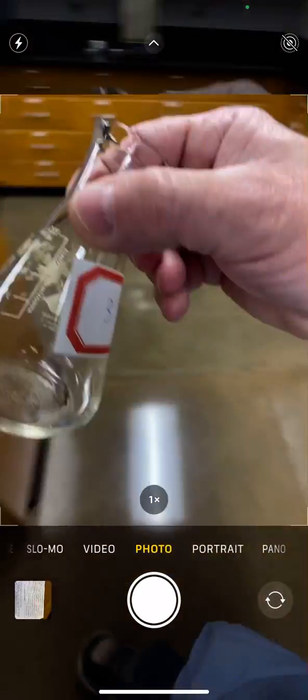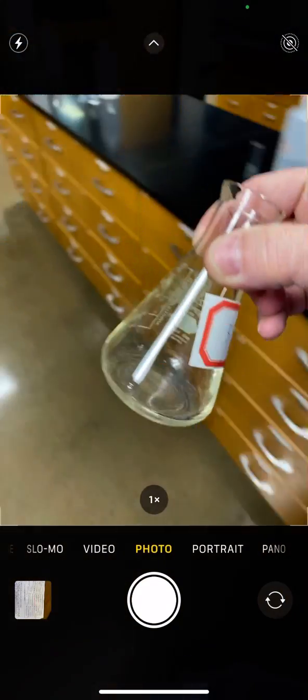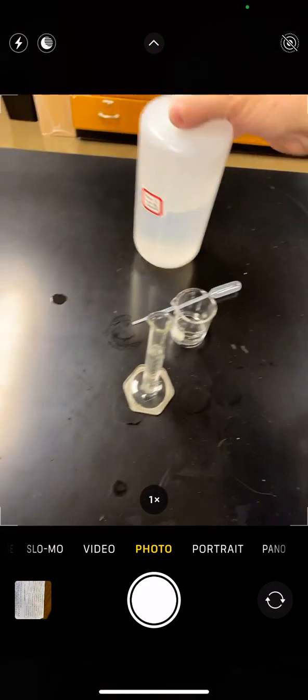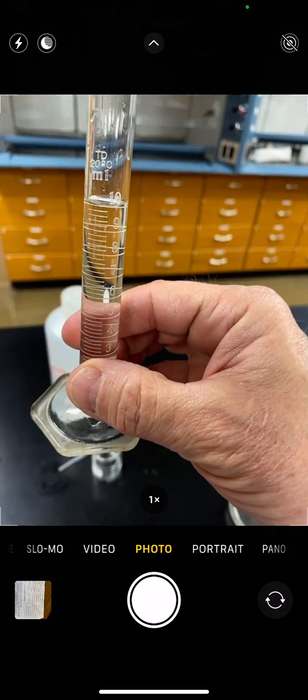One of these will work. And I've already pre-measured out buffer number 1. All right, so there's buffer 1, 0.1 molar acetic acid, 0.18 sodium acetate. I've measured out 10 milliliters like the procedure says. I pour that in the flask.